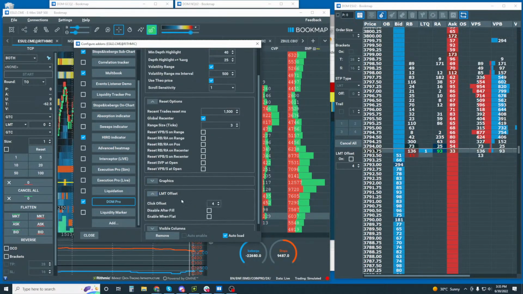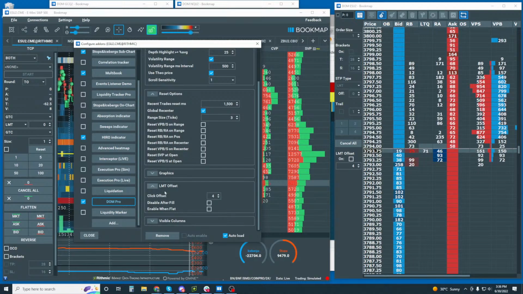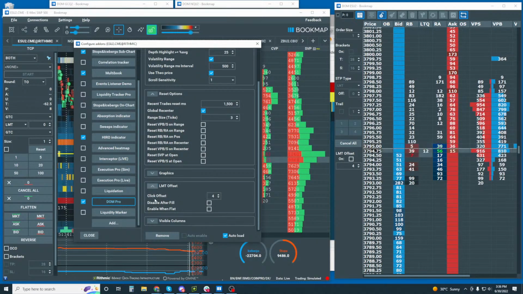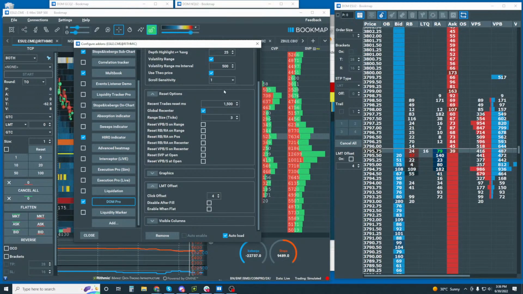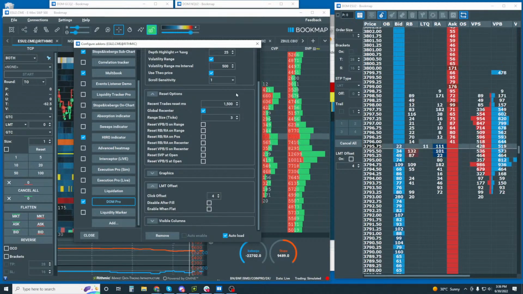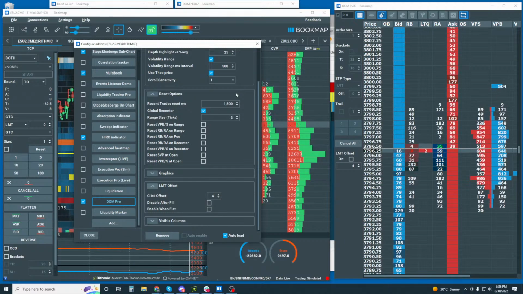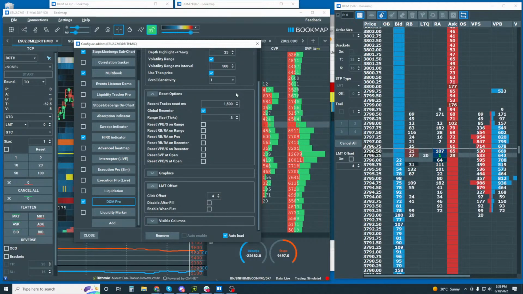Let's talk about the limit offset in here. Now we're going to have to get into the Execution Pro here on this one as well. But maybe you can just go over the basics on this one, Daniel. Yeah, okay. So a lot of traders who scalp pretty much know around where off the BBO, the best bid offer, they want to place their orders.